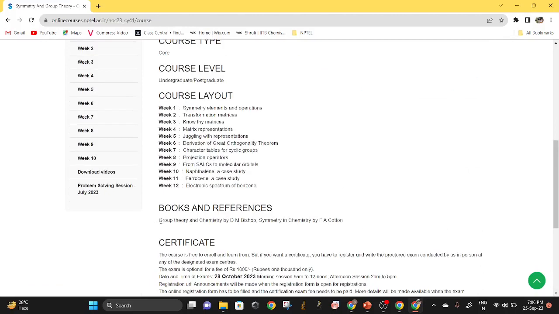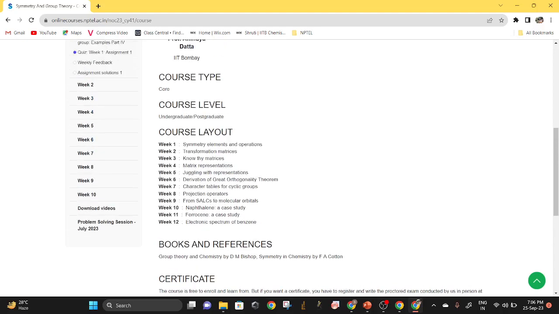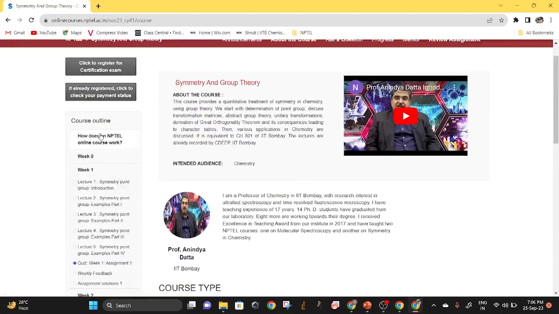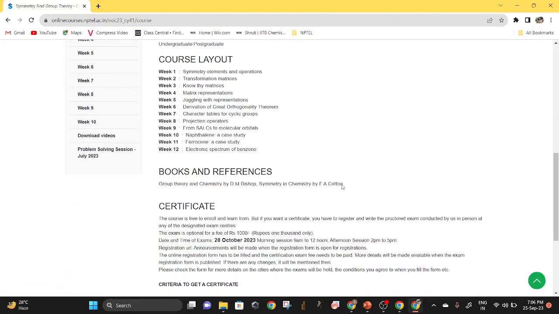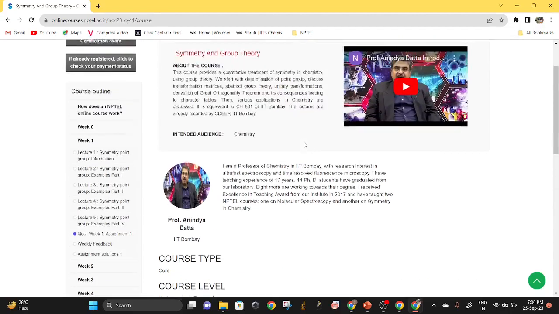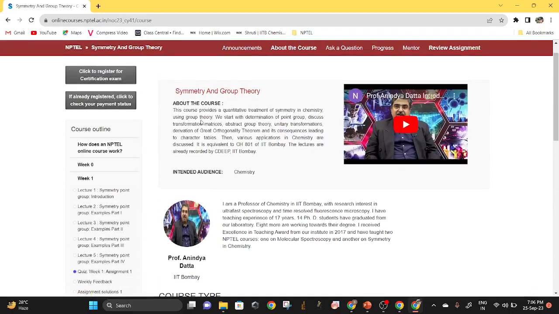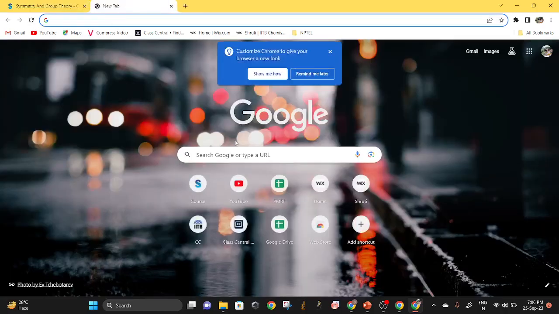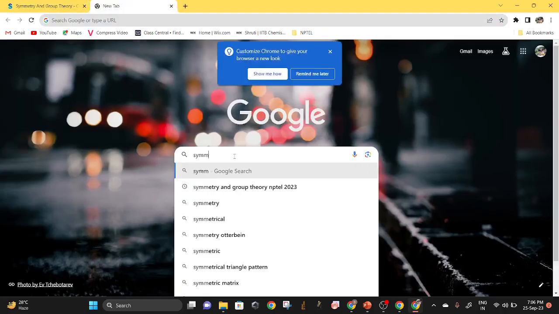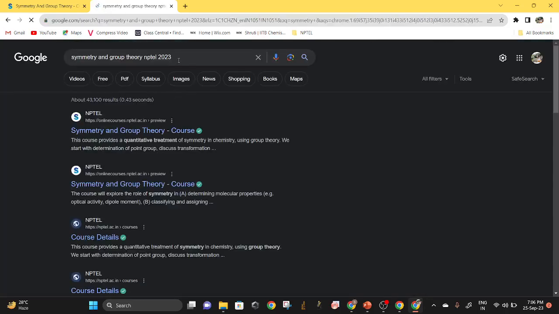Can you see my screen? See, these books are already mentioned. These are books for group theory. He is consulting these, Bishop, Cotton. If you search, generally it is not showing here, but since this course is an old course, if you search, you will get this Symmetry in Group Theory.